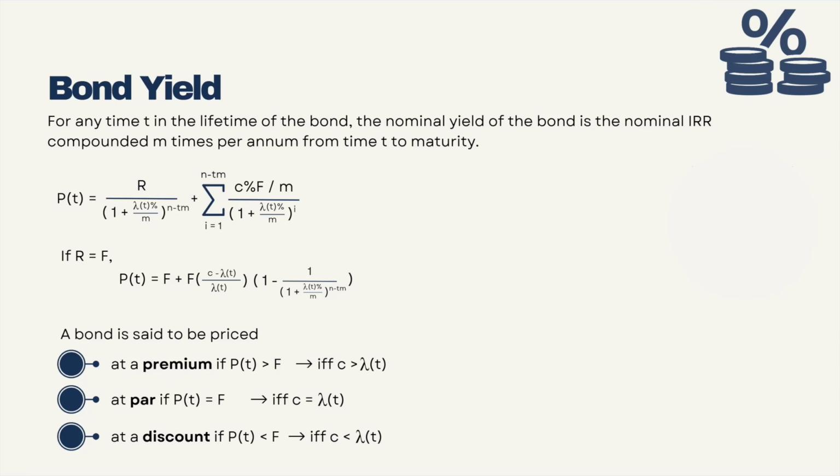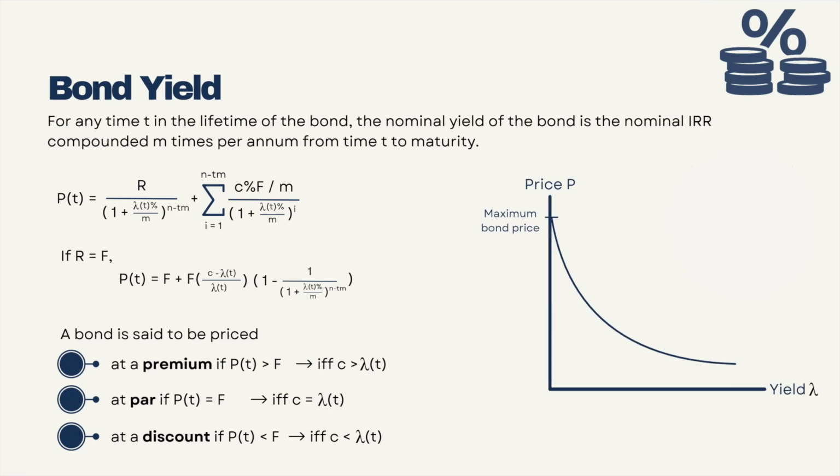Now, if you look closely at the very first equation that I provided on the slides, you'll notice that the lambda, or the yield, is always in the denominator of the equation, which means that as your yield increases, price decreases. And when your yield decreases, your price of the bond increases. That is to say that the price of the bond is a decreasing function of the nominal yield.